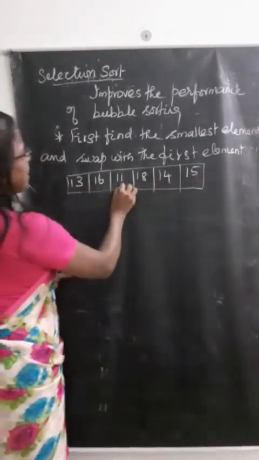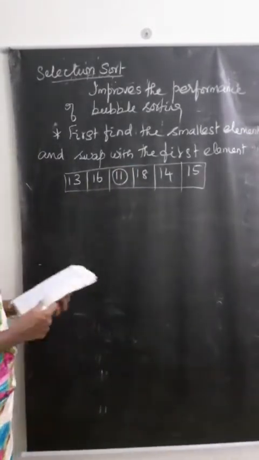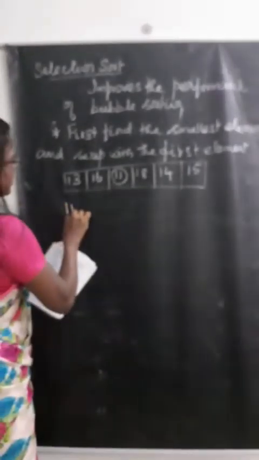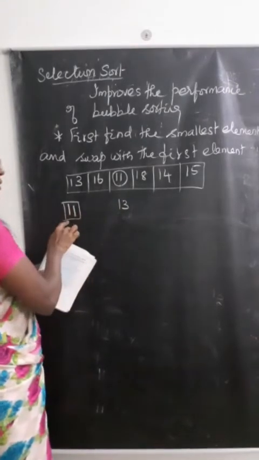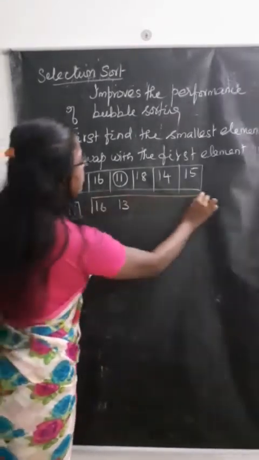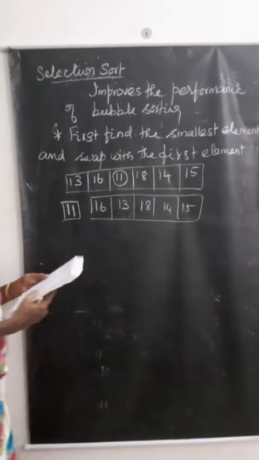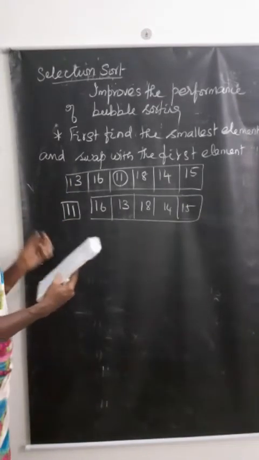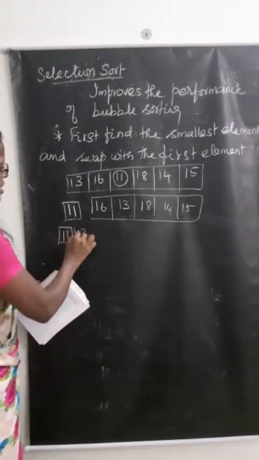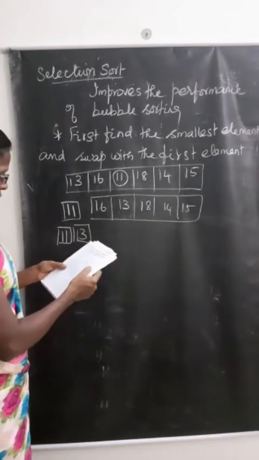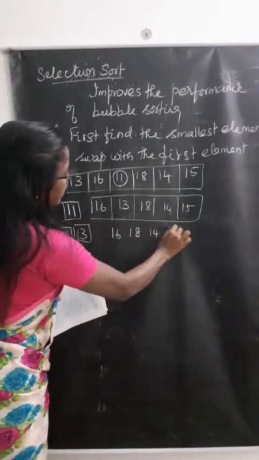Now 11 is the smallest element, and it is swapped with the first element, that is 13. 11 is in its position and it is now sorted. Here 16, 18, 14, 15. The sorted array is on the left side. Again find the smallest: 11, and the next smallest is 13, which is swapped with the first unsorted element. So now 16, 18, 14, 15 remain.